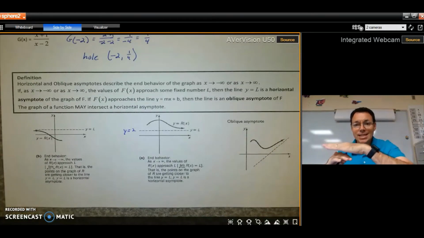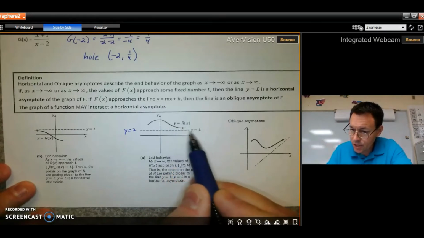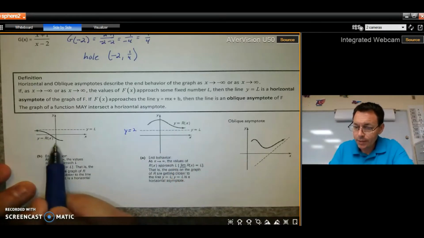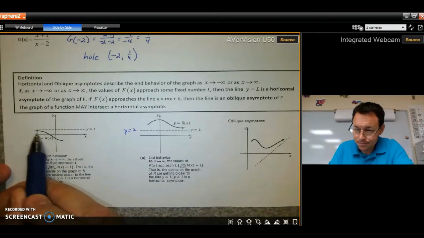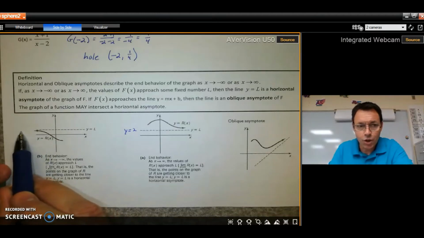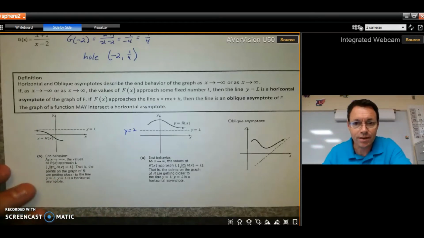Now, it's not going to touch it as we're heading towards infinity, but we just keep getting closer and closer and closer to 2, and so our function kind of follows this imaginary line. Same this way. This time the graph is approaching from the bottom, but again, it's getting closer and closer and closer. So maybe this is 1.9, and then as you go out, it's 1.99, 1.999. It's getting closer and closer to that value.